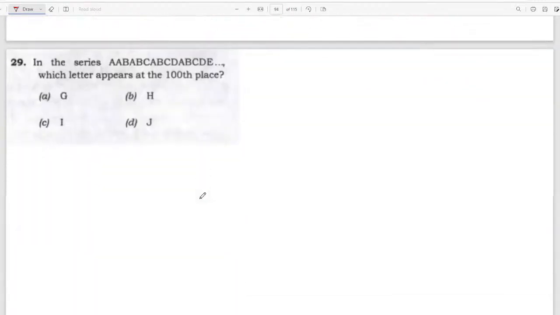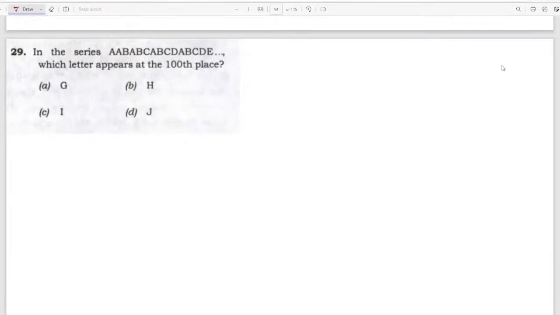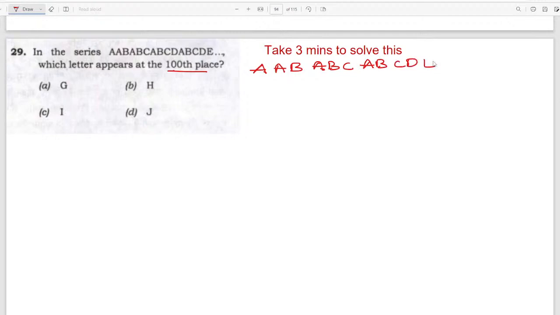So we'll move to the next problem. Take 3 minutes to solve this question. In the series A, ABC, ABCD, ABCDE, which letter appears at the 100th place? So this is A, then AB, then ABC, and then A, B, C, D, E.